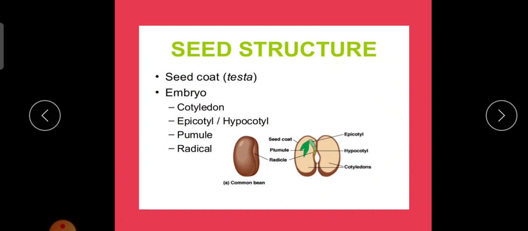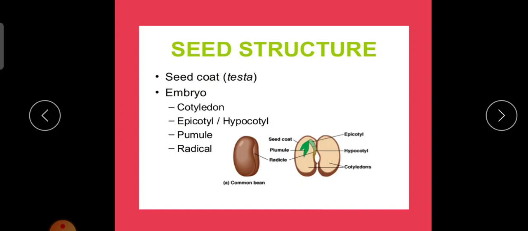Structure of a seed. A seed consists of a seed coat. It is the outer covering of a seed. So many seeds have an outer covering. The outer layer of a seed is known as the seed coat or testa. Another part of a seed is known as the embryo. After production of a seed in any plant, the embryo in its seed is known as a dormant embryo. This dormant embryo is also known as a sleeping embryo.